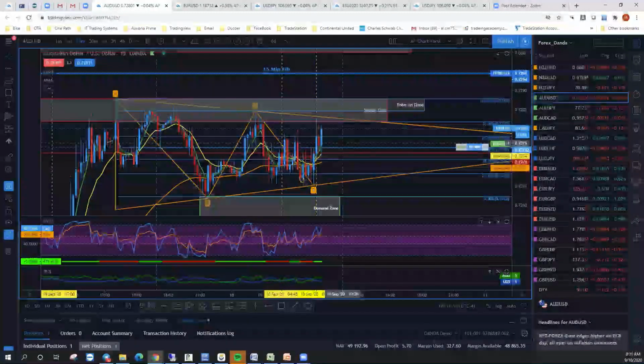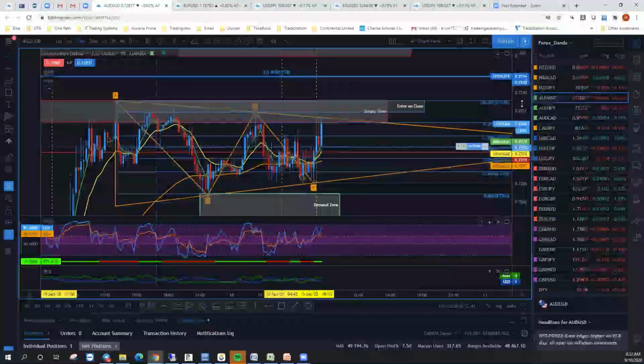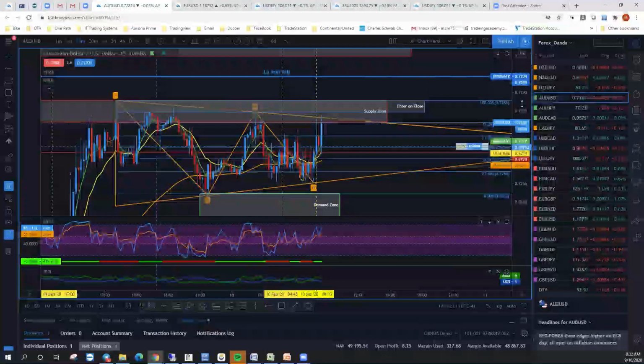This is a nice little push up. That's a substantial move. This must be at the 8:30. This is where that came right up to the top of the wick.